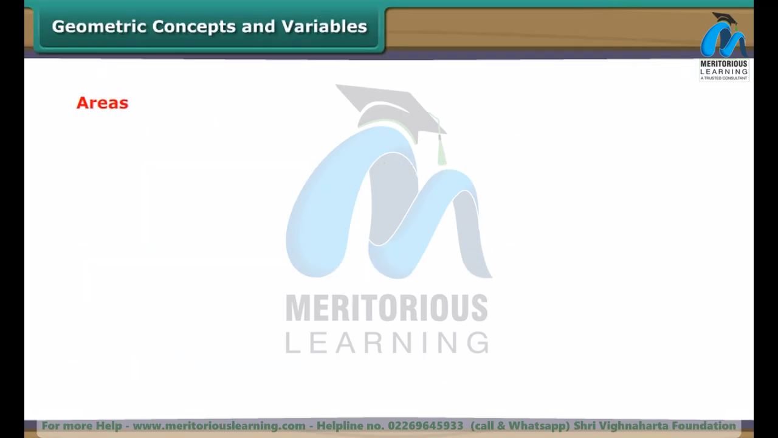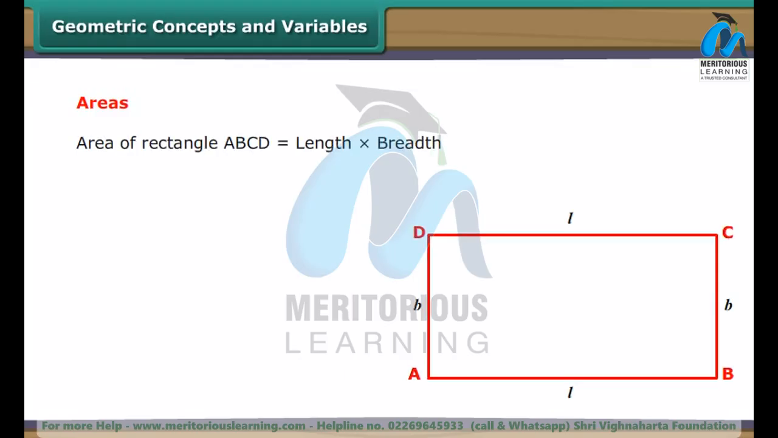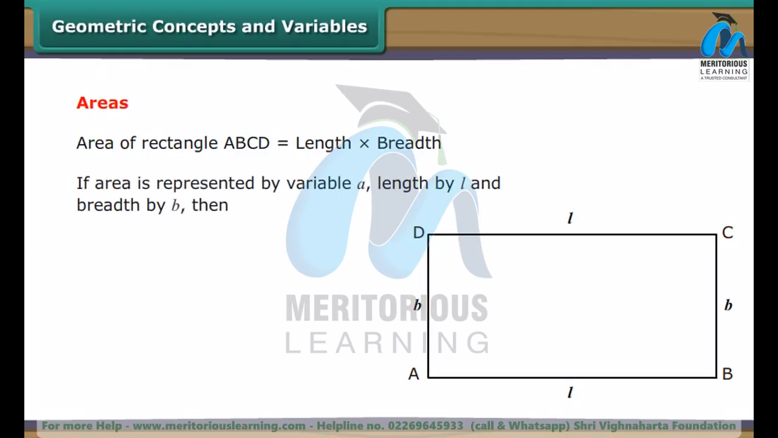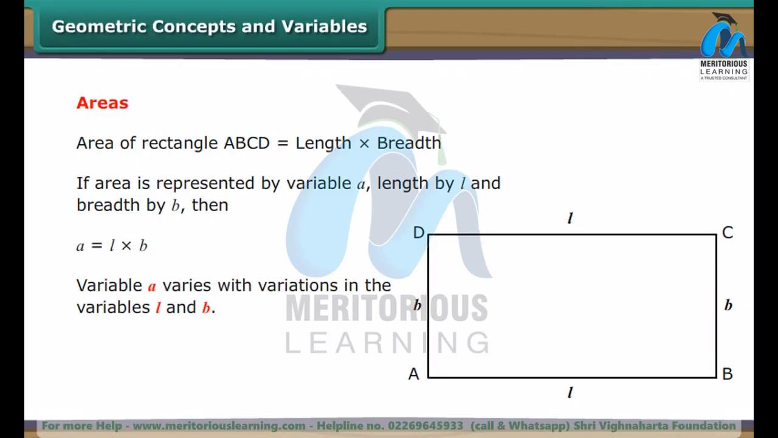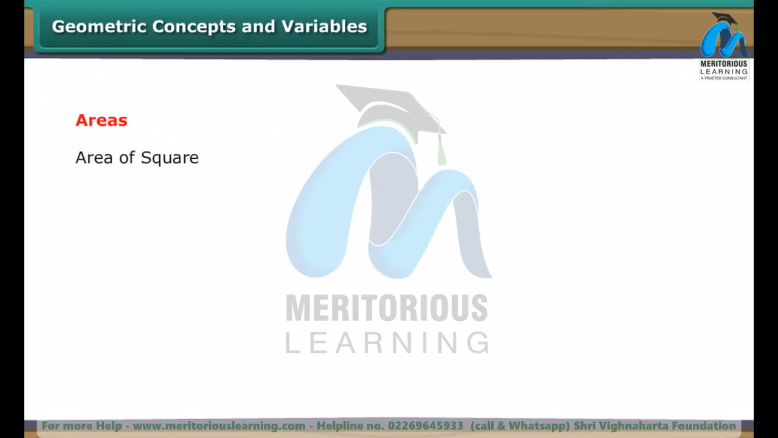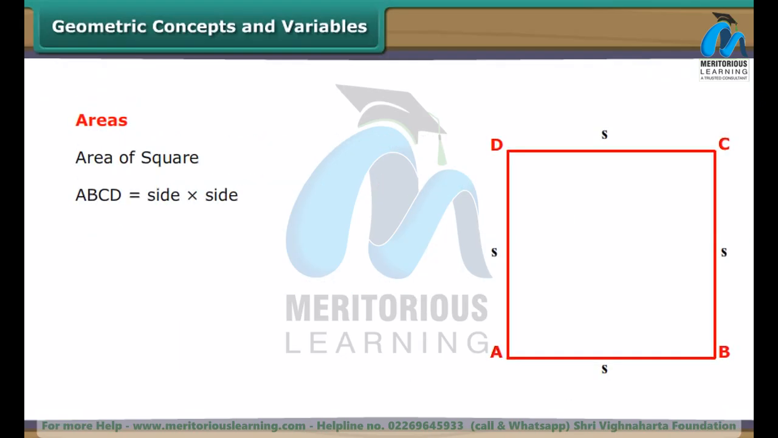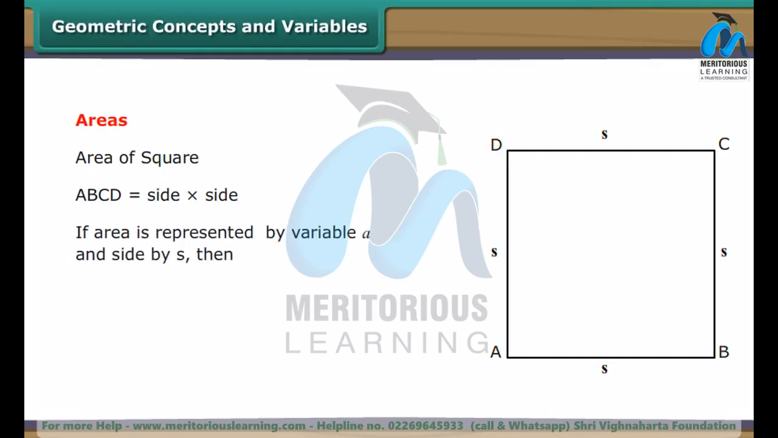Areas. Area of rectangle ABCD is equal to length into breadth. If area is represented by variable A, length by L and breadth by B, then A is equal to L into B. Variable A varies with variations in the variables L and B. Area of square ABCD is equal to side into side. If area is represented by variable A and side by S, then A is equal to S into S. Variable A varies with variations in the variable S.